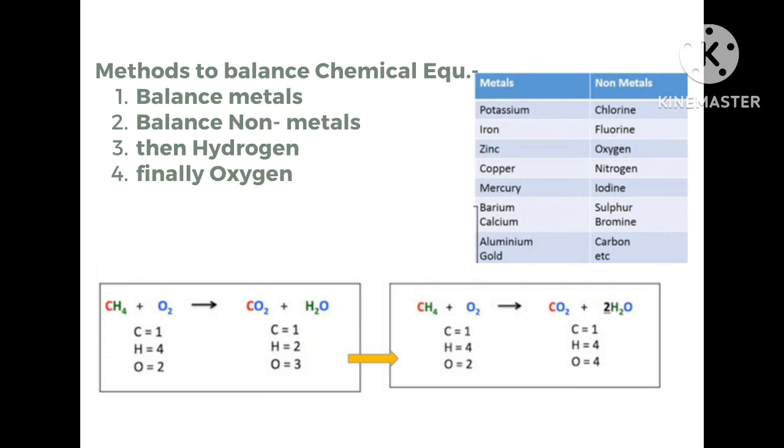So we will convert them into easy multiples. As you can see here, we will put 2 in front of the water molecule on the product side. So now the hydrogen atoms become 4 and oxygen atoms also become 4 on the product side, but on the reactant side oxygen is 2, so we need to place a 2 in front of the oxygen molecule. So now we get a balanced chemical equation.